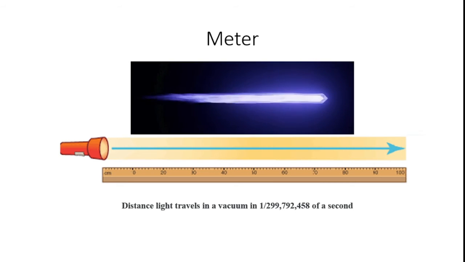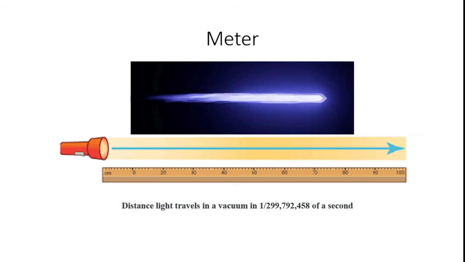Then what is meter in SI units? Meter is the distance light travels in a vacuum in 1 divided by 299 792 458 of a second, which is the meter. It may have 1000 mm, 100 centimeter, and also 1 centimeter is equivalent to 10 mm. Likewise, we can subdivide the overall units, but the meter is known as the distance light travels in a vacuum in 1 divided by 299 792 458 of a second.